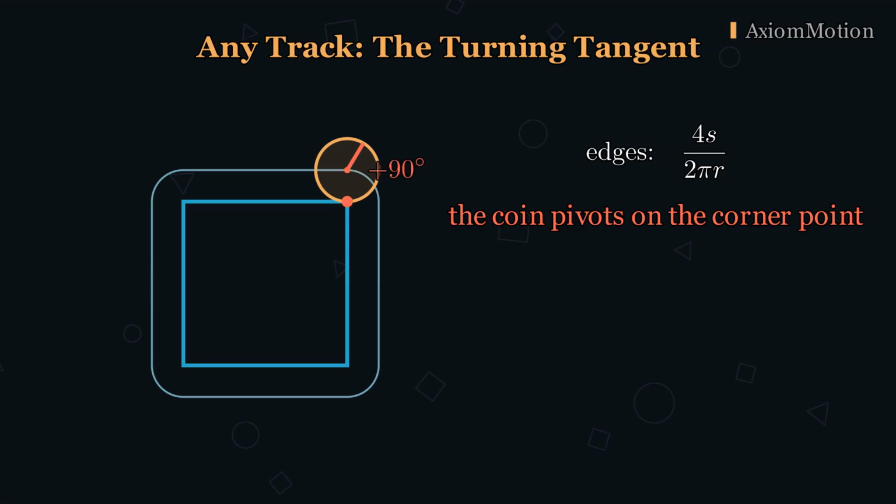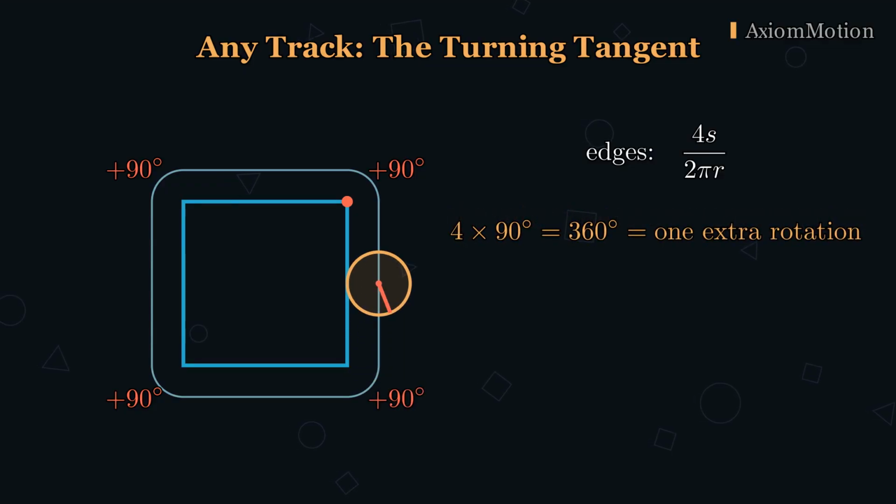The coin pivots around the corner point. Its centre sweeps a quarter circle of radius r, and the coin itself turns by exactly 90 degrees. 4 corners, 4 quarter turns. 90 degrees times 4 is 360. Exactly 1 full extra rotation, now concentrated at the corners instead of spread smoothly around a curve.